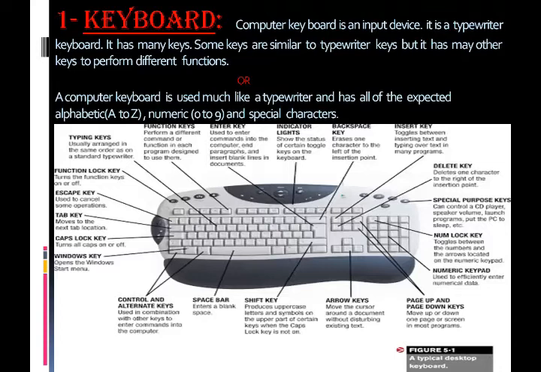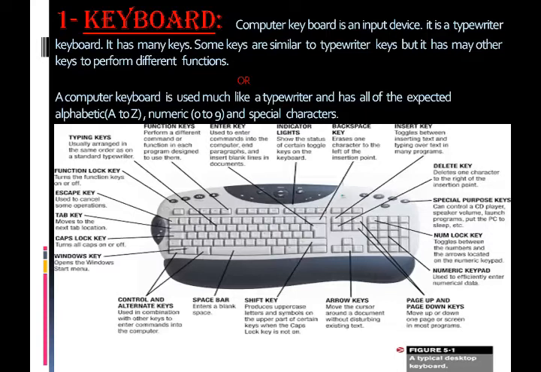A computer keyboard is used much like a typewriter and has all of the expected alphabetic A to Z, numeric 0 to 9, and special characters. Keyboard is a primary text input device. We have shared some keys. Typing keys are usually arranged in the same order as on a standard typewriter.